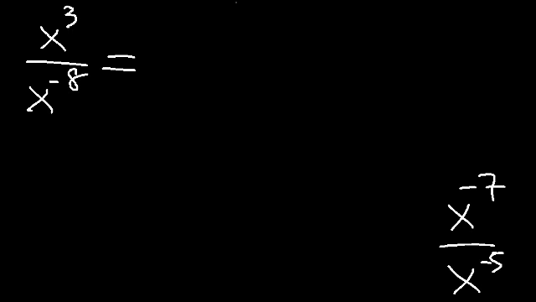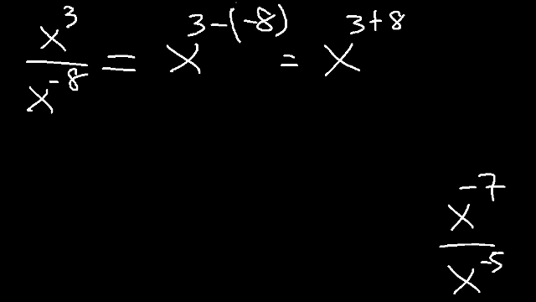So let's try this one. This is going to be the top number 3 minus the bottom number, which is negative 8. And since we have two negatives next to each other, this is the same as 3 plus 8, which is 11.